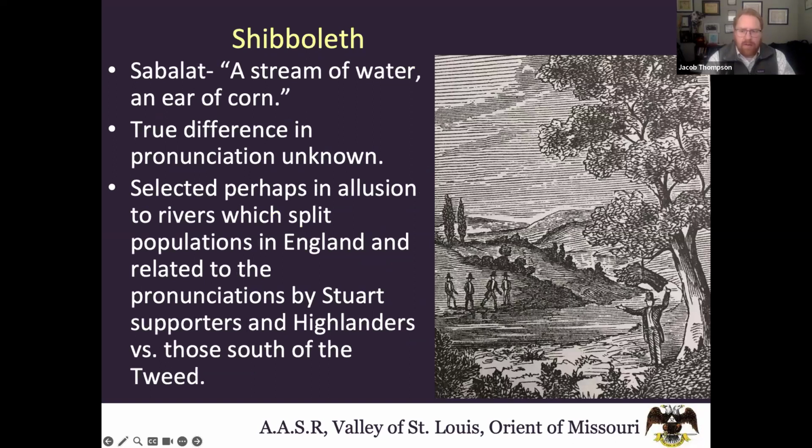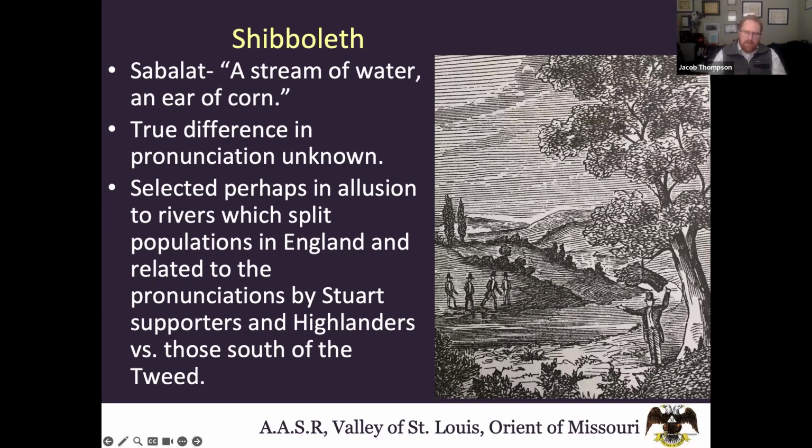The next thing Pike talks about is shibboleth, in regards to it being a word or used as comparison in discussion. He talks about the word sabalat, which means a stream of water or an ear of corn. And he says that the true difference in pronunciation of the word is really unknown. We don't know the difference.